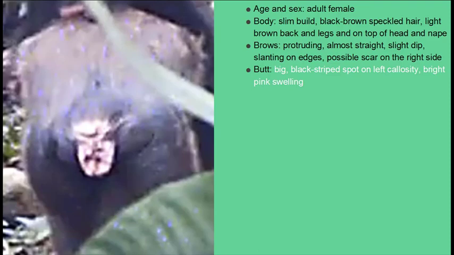Yes, we describe a chimp's butt because this is often a very unique feature that is used to tell chimps apart. Describe the butt's color and the shape of its callosities. These are also known as sit pads. If it's a female, describe the swelling, and if it's a male, describe how the testes look. Her butt is big and has a black striped spot on the left callosity. Her swelling is bright pink.